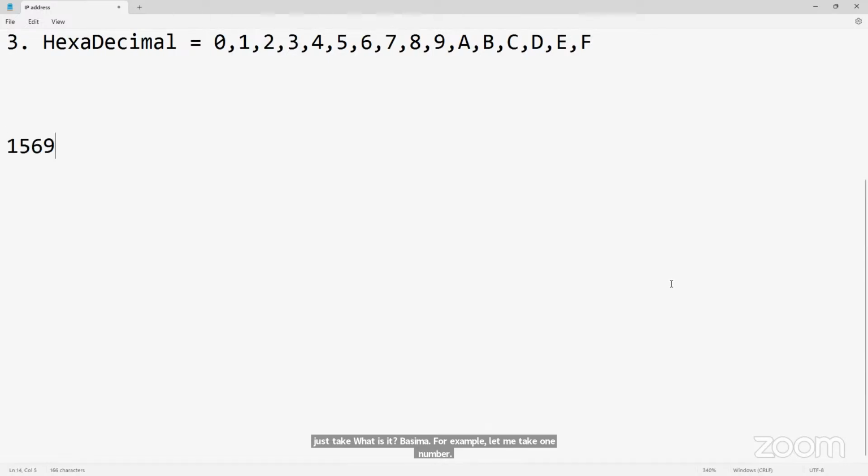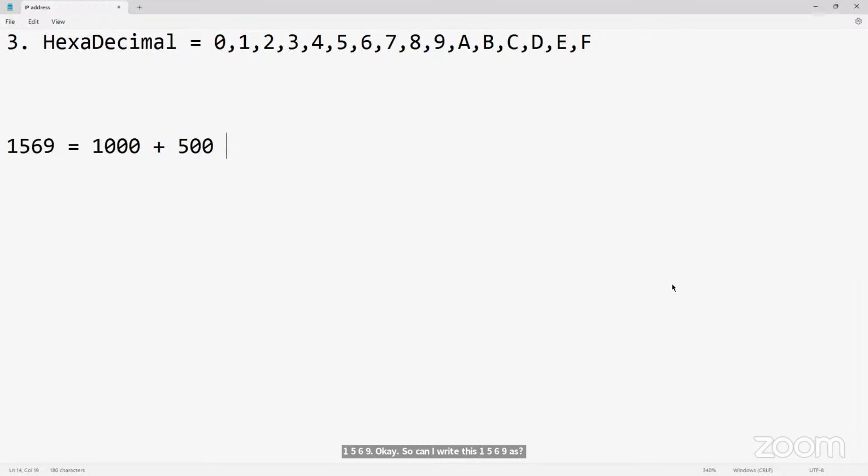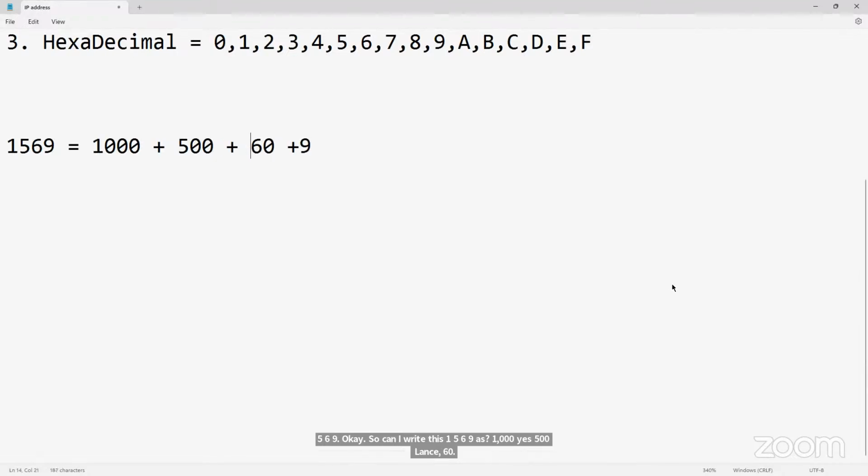Can I write this 1569 as 1000 plus 500 plus 60 plus 9? Is there any issue if I write it like this? No objections? Good, great. So can I reformat it like this, with power 2?